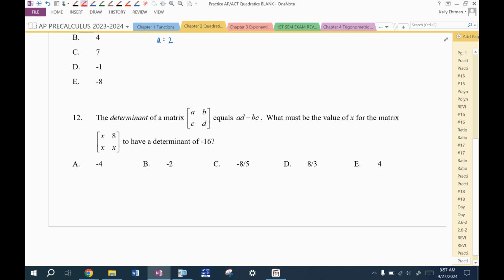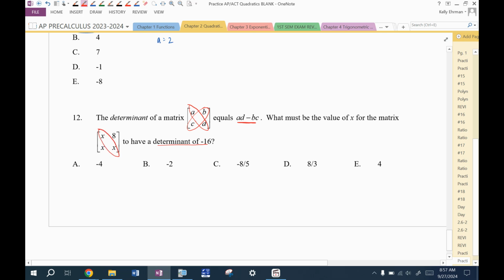Sometimes we see this like matrix math on the ACT, and I know that we haven't done like a full formal chapter on matrices. There's only a couple of skills you need for the ACT. So this is the determinant. So they're always going to give you this if this problem is in here. The determinant of a matrix, so here's a matrix, equals A times D, minus B times C. What must be the value of x for this matrix to have a determinant of negative 16?